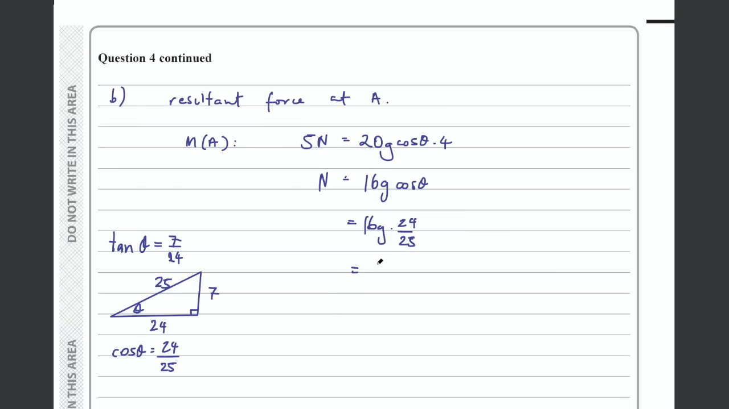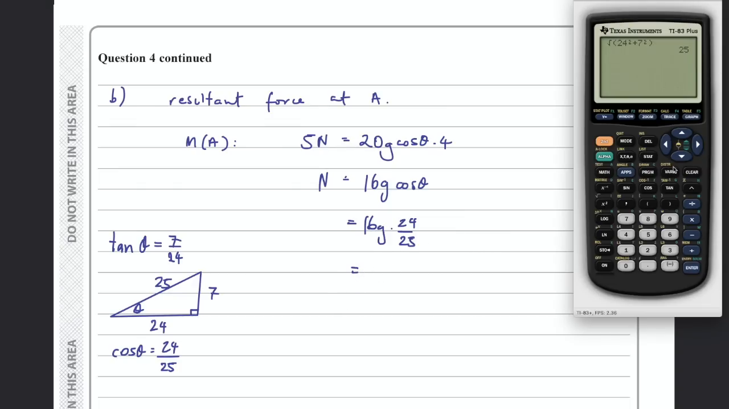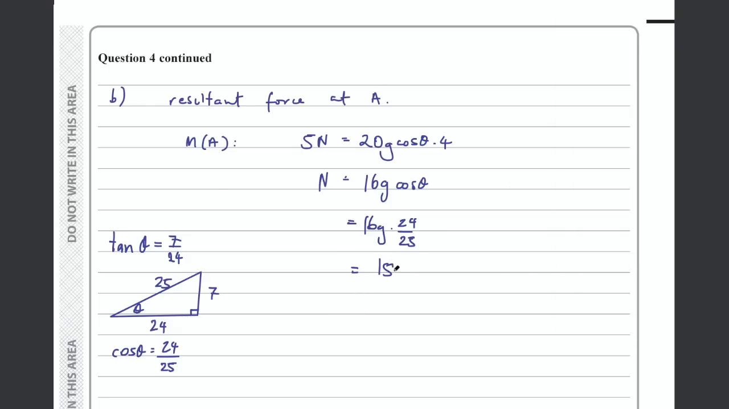Let's get a number for that. So we've got 16 times 9.8. Remember, we need to assume g is 9.8. Multiply that by 24 on 25. And I get 150.528. Okay. I have N.